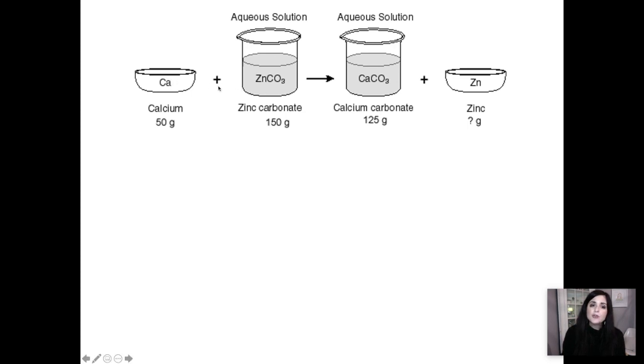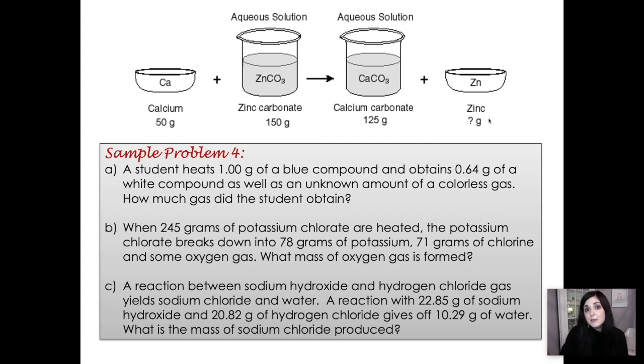If I have 200 grams in my reactants, I must also have 200 grams in my products, because the law of conservation of mass says that the mass that goes in the reactants must equal the mass that comes out in the products. So if I have 125 grams of calcium carbonate that was produced, you should be able to produce 75 grams of zinc, because 125 plus 75 gives you 200. That's literally it, the law of conservation of mass. That's really as deep into this as we are going to get. Let's just do some example problems with this.